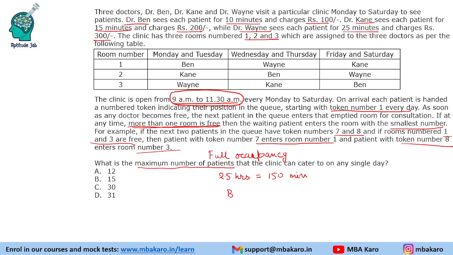Now Ben sees a patient in 10 minutes. So in 150 minutes, he can see 15 patients. If you look at Kane, Kane sees per patient for 15 minutes. So he can see 10 patients in a day. And Wayne can see patients for 25 minutes, so he can see maximum 6 patients in a day. So the maximum number of patients that can visit a hospital on a day is 31.